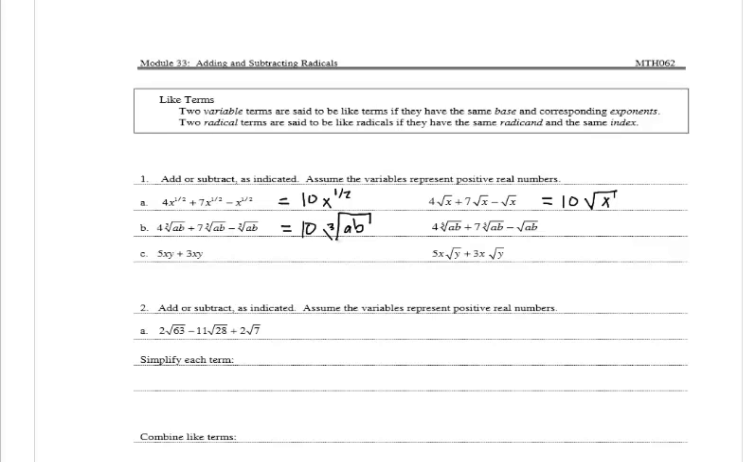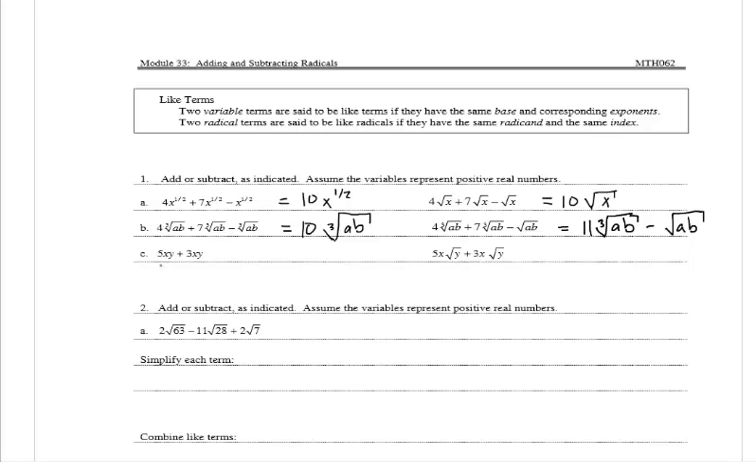of AB. In this next one, we have 4 times the cube root of AB plus 7 times the cube root of AB minus the square root of AB. Now here, only the first two terms are like. And the last term does not have the same index because it's 2, where the other indexes are 3. So we can only add the first two terms together. So we have 4 plus 7 is 11 times the cube root of AB minus the square root of AB.